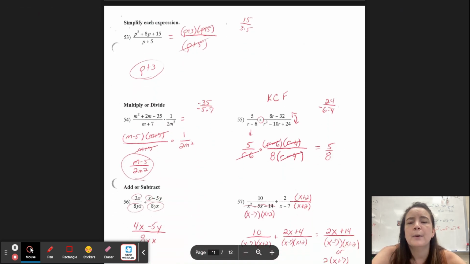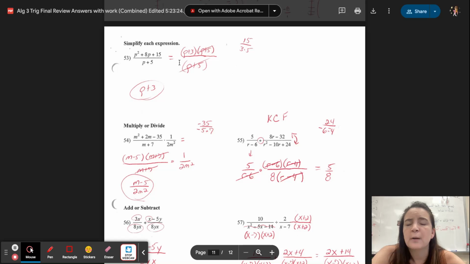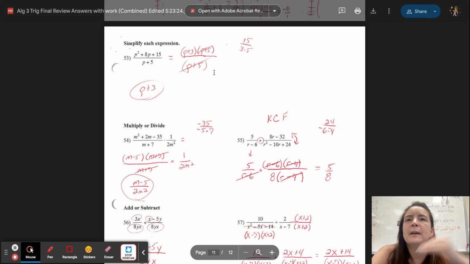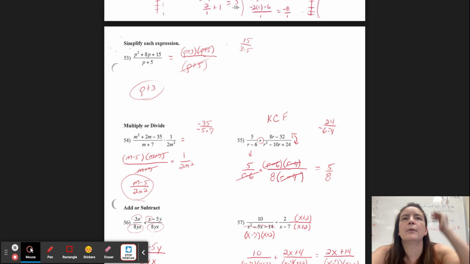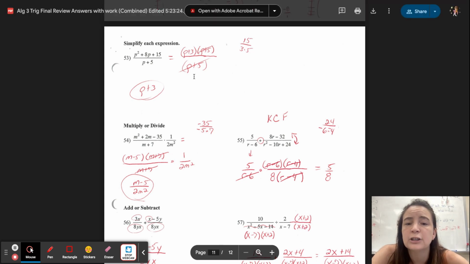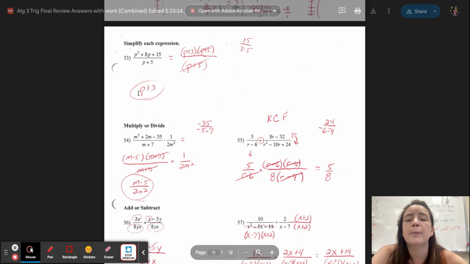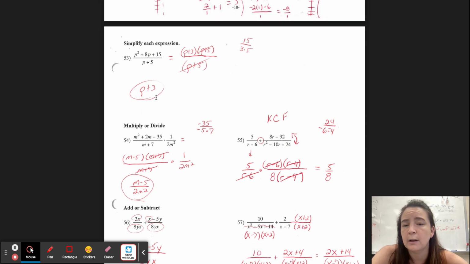Okay, for number 53, we had to simplify. Again, we're doing our factoring that we've already done in the previous problems. I want what 2 numbers multiply to give me 15, but add to give me 8. That ends up being 3 and 5. With these, you're going to eliminate any common factors that you have both top and bottom, but they must be factors. It must be connected by multiplication. So this entire expression matches and it's connected by multiplication, so we could cancel both of those. I'm left with p plus 3 over 1, or just p plus 3.